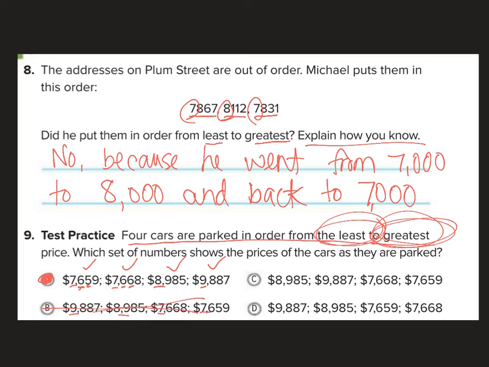Let's check this. 9877. That's not smallest to biggest, least to greatest. 8977, not least to greatest. 9877, again, not least to greatest. So we got it right the first time.